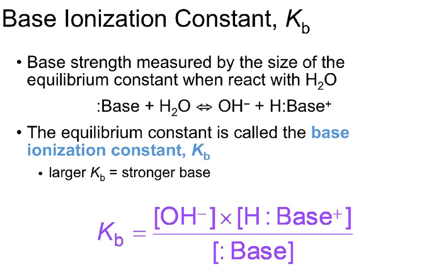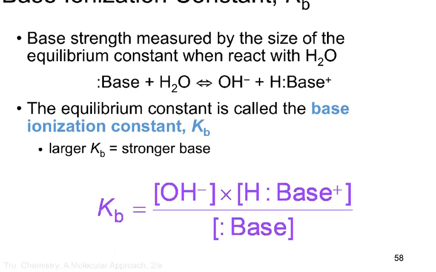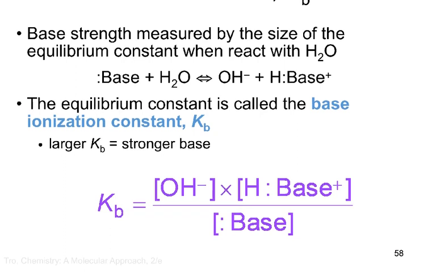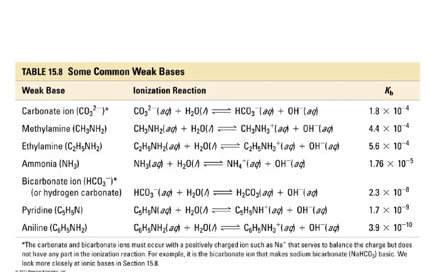Just like we used a Ka for weak acids, there's a Kb, the base ionization constant for weak bases. Base strength is measured by the size of the equilibrium constant. We use the Kb. The larger the Kb, the stronger the base. And the Kb is going to be your hydroxide concentration times the conjugate acid divided by the base concentration, which should make sense once we look at an example.